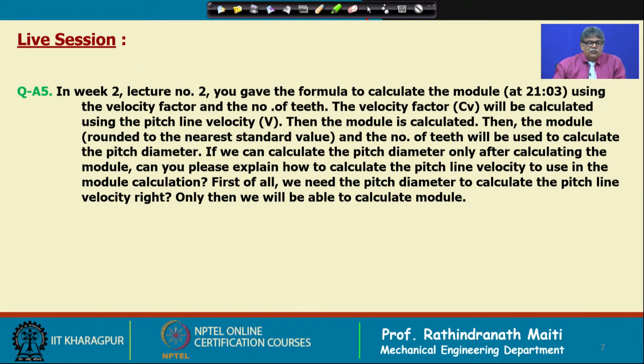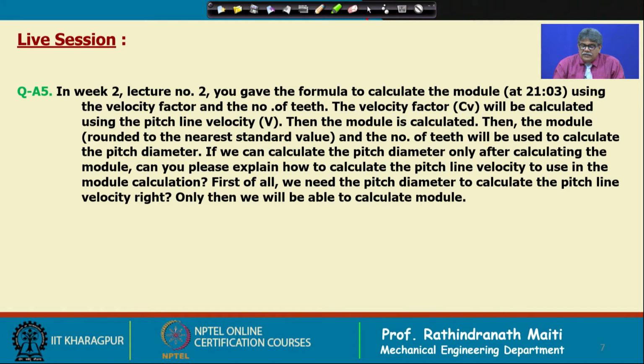Now, question 5. In week 2, lecture number 2, you gave the formula to calculate the module, maybe on page number 21.03, using the velocity factor and the number of teeth. The velocity factor CV will be calculated using the pitch line velocity, then the module is calculated, then the module is rounded to the nearest standard value, and then the number of teeth will be used to calculate the pitch diameter. If we can calculate the pitch diameter only after calculating the module, can you please explain how to calculate the pitch line velocity to use in the module calculation?